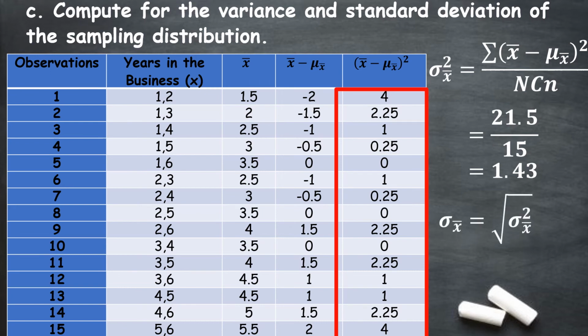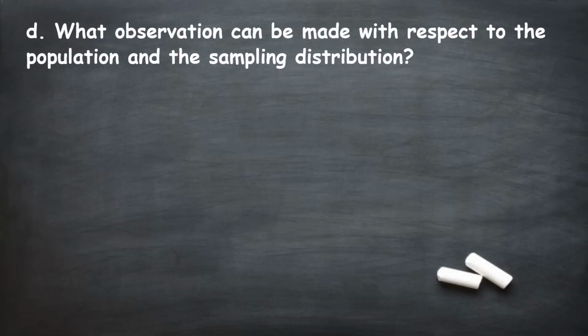Then for the sample standard deviation, it's just the same. We'll just get the square root of the sample variance. So getting the square root of 1.43, we will have 1.2 as the sample standard deviation. So let's now try to observe what is the difference between the population and sampling distribution, or the sample distribution that we computed a while ago.